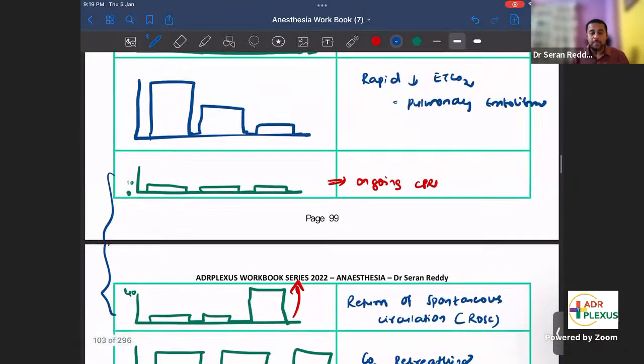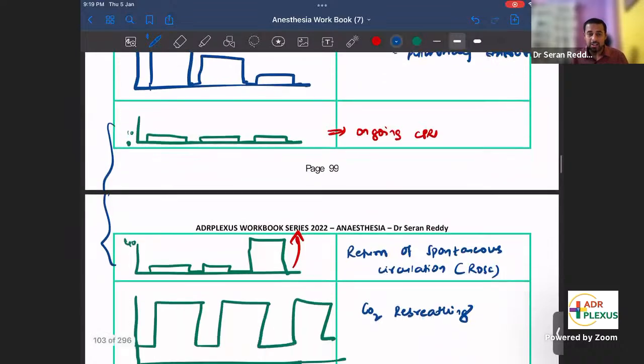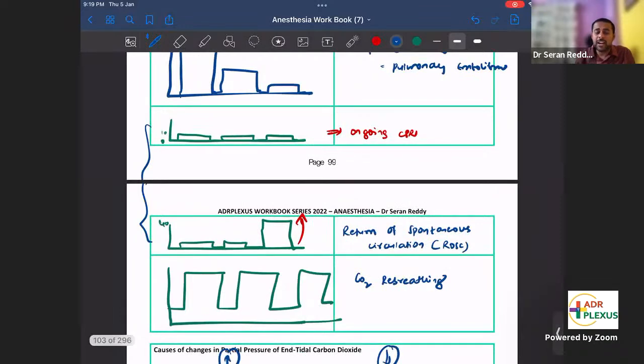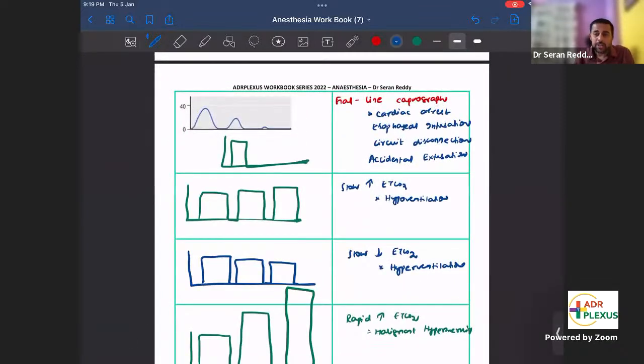These two waveforms go hand in hand: ongoing CPR, and return of spontaneous circulation. And if the capnograph waveform doesn't touch the baseline, then it is carbon dioxide rebreathing. This is very, very important. I will give you 15 seconds to quickly go through these capnography waveforms before we go to the next important topic.